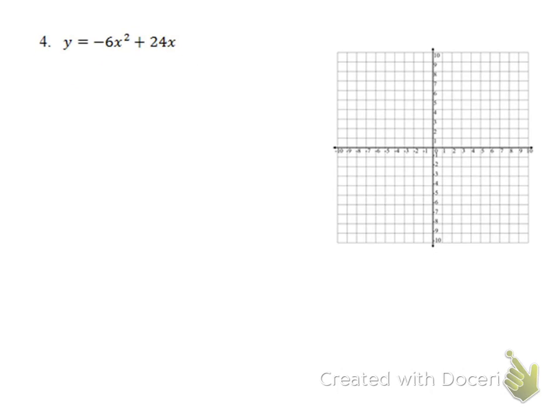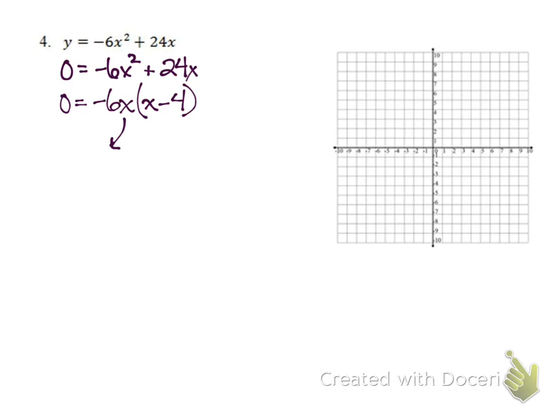Let's try to figure out what to do here. They share a greatest common factor. Let's pull out a -6 and an x. They both share a -6 and they both share an x. They also both share a +6 and an x. Either way, we get the following zeros. So this x is going to be 0. This x minus 4 gives a 4.